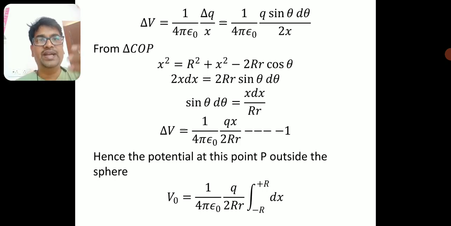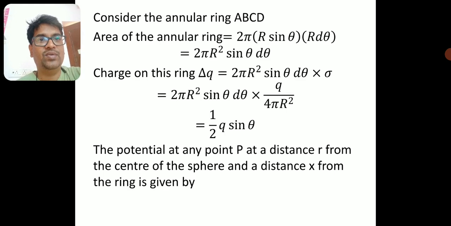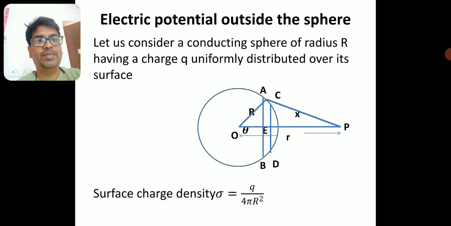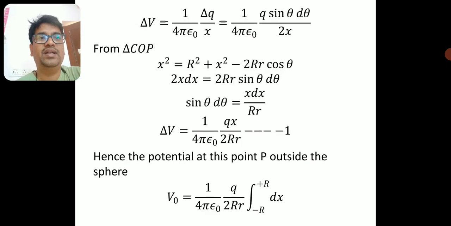Right, from the triangle COP, look at the triangle COP. Go back and see. COP is the triangle where the three sides are: one is capital R, one is small r, another one is x. So in this triangle COP, from the geometry of the figure, for any triangle for that matter, I can write an equation.